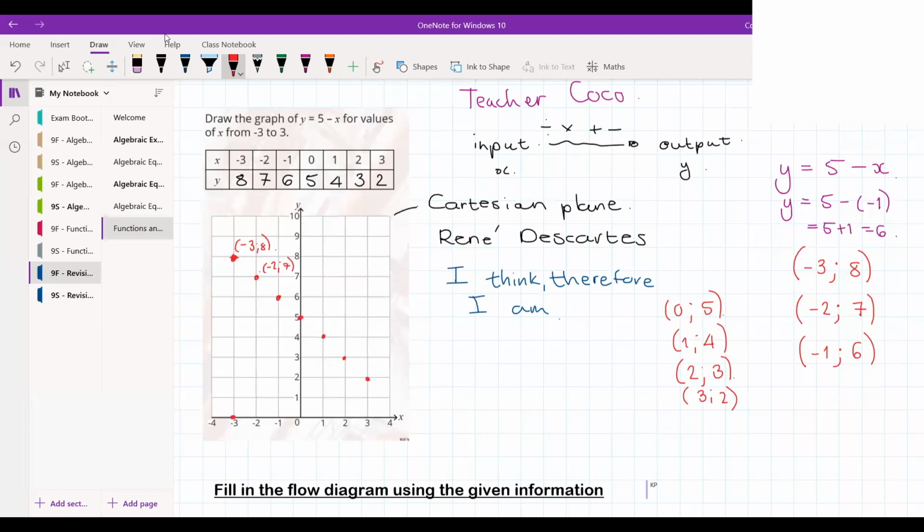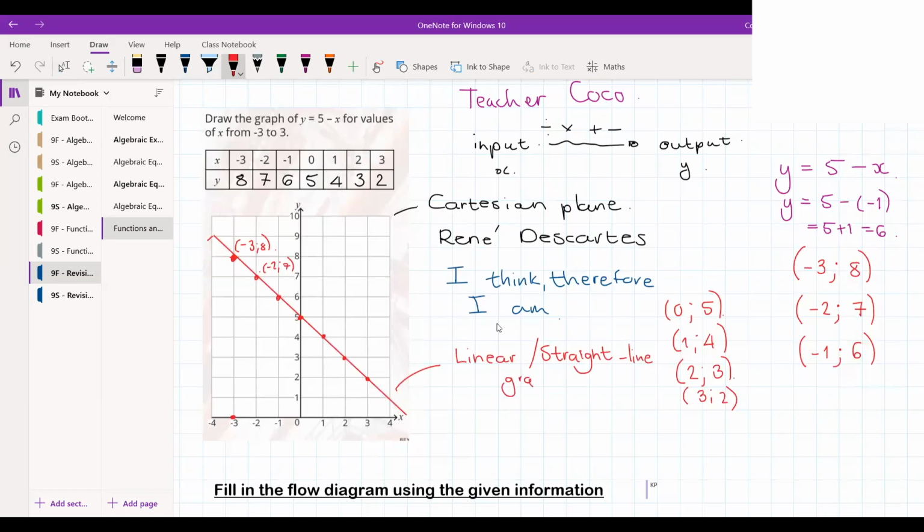And then all we need to do, guys, is we need to just pick up a ruler, and join all the dots, just like that. And you'll see that they'll give us a straight line, right? Now, this line that we've just drawn over here is called a linear or a straight line graph.